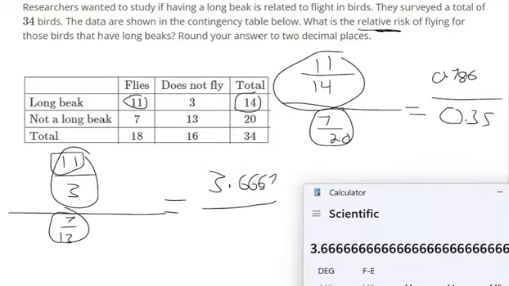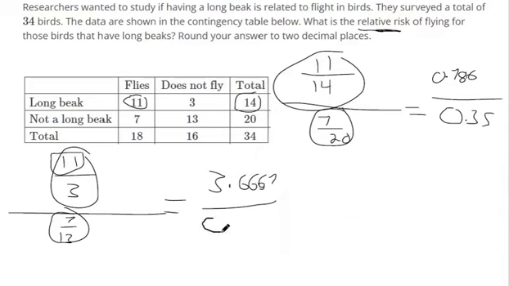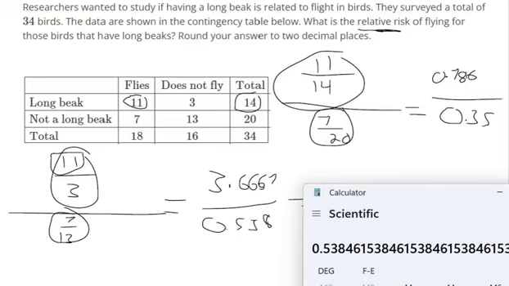Then divide that by 7 over 13. So it's 0.538. If you divide those two, the odds ratio is 6.815.